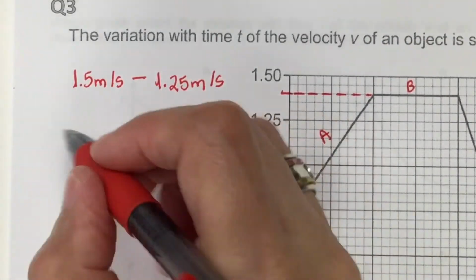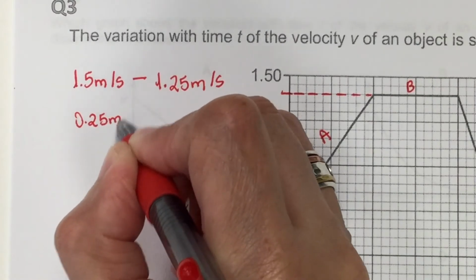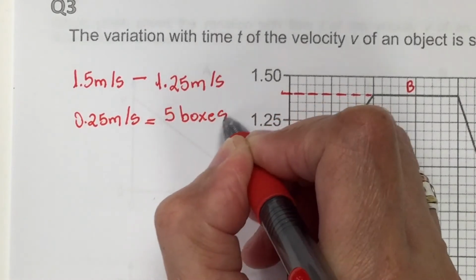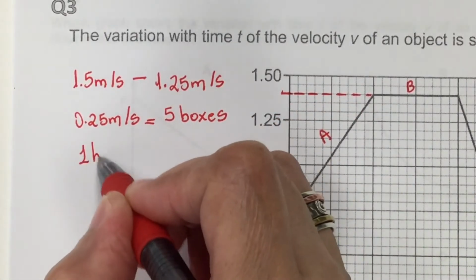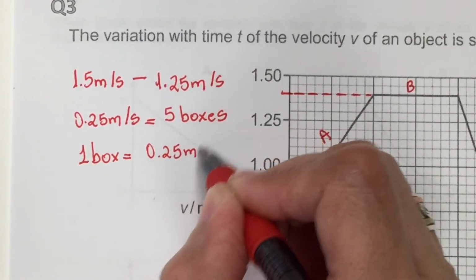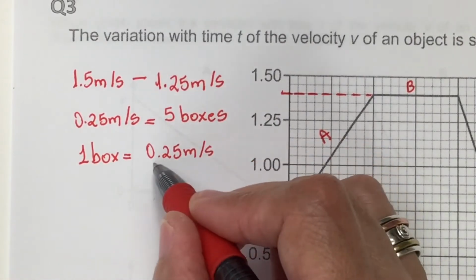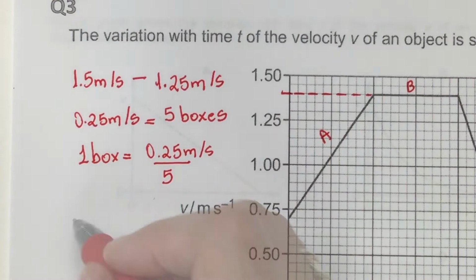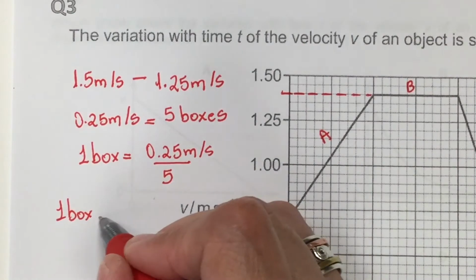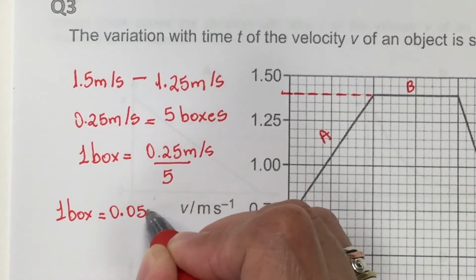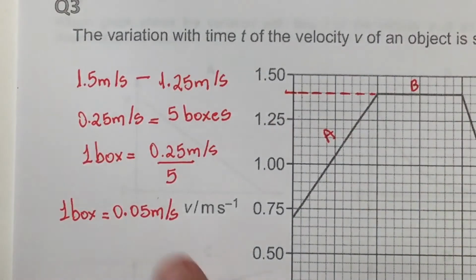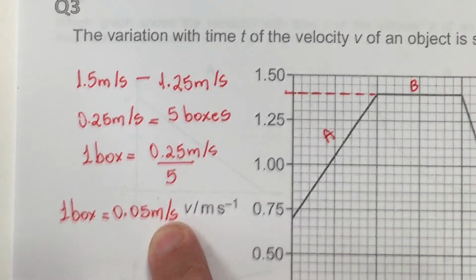Okay, so this difference here is 0.25 meters per second, which corresponds to 5 boxes, which means that one box is 0.25 meters per second over 5. So each box on the y direction corresponds to 0.05 meters per second. So I have here 1, 2, 3 boxes. Each box is 0.05 meters per second.